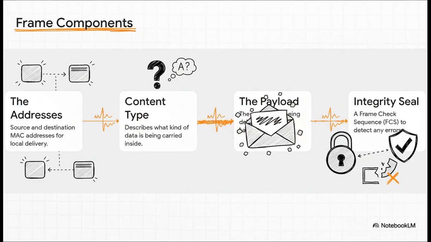Then there's the content type, which is kind of like writing photos or important document on the outside of the envelope. After that, you've got the payload. That's the actual letter, the data you're trying to send. And finally, and this is really clever, there's an integrity seal. It's a little bit of math that checks to see if the frame got damaged along the way. If that seal is broken, the frame just gets tossed out.